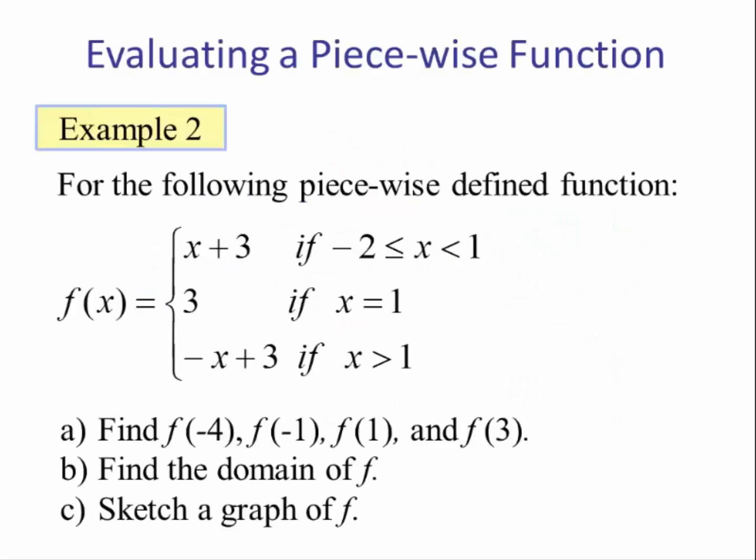Let's do an example. Example 2. For the following piecewise defined function, f of x equals x plus 3 if x is greater than or equal to -2 but less than 1. It's equal to 3 if x is equal to 1. And if x is greater than 1, we use the piece -x plus 3. So A, find f of -4, f of -1, f of 1, and f of 3. B, find the domain of f. C, sketch a graph of f.